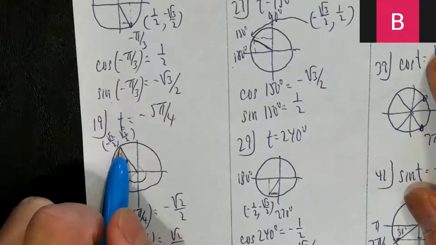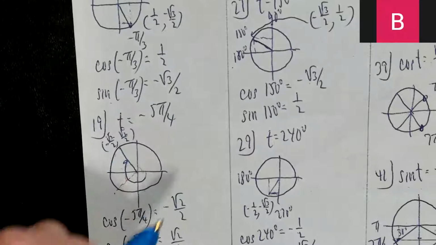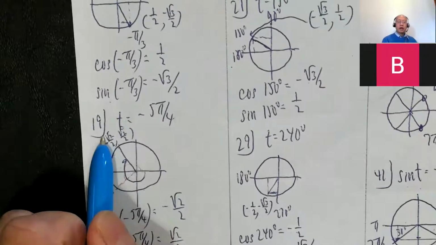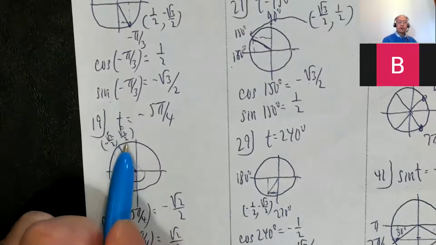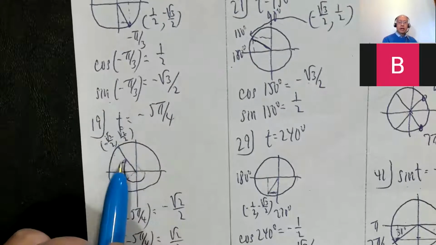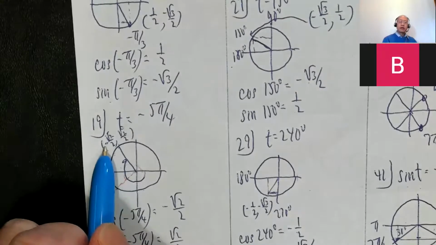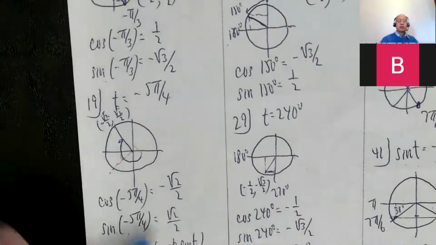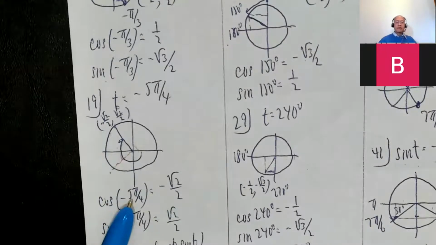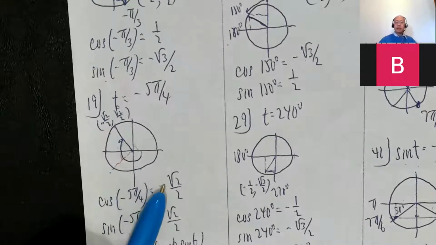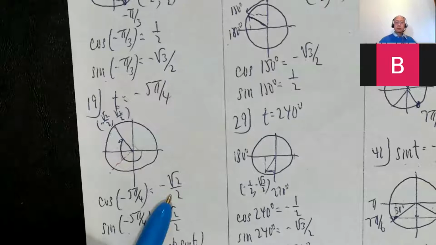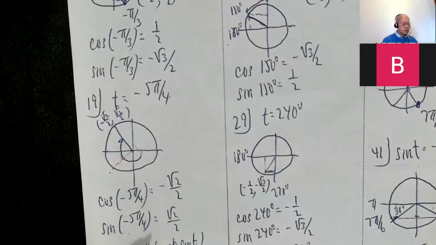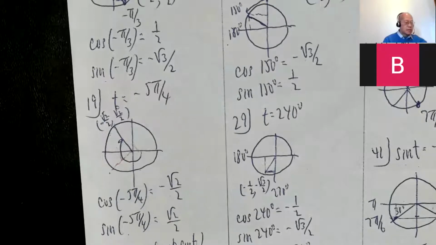If I have a reference angle of 45 degrees, automatically both x and y are radical 2 over 2, plus or minus. So I immediately put radical 2 over 2 for both of them. Then I think, second quadrant, x is negative, y is positive. So cosine of negative 5 pi over 4, the x coordinate, is negative radical 2 over 2. Sine of negative 5 pi over 4 is positive radical 2 over 2. So that's the game that we're playing.